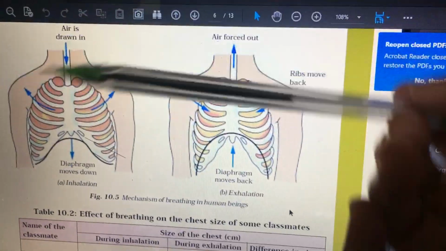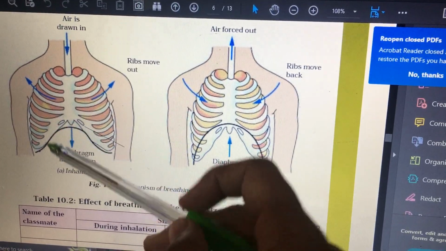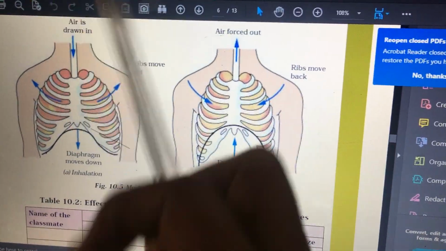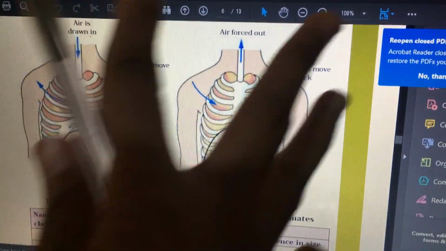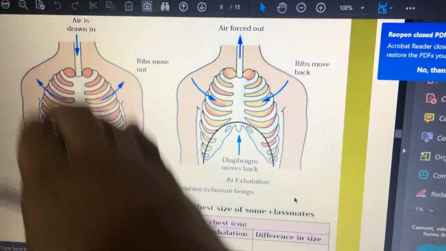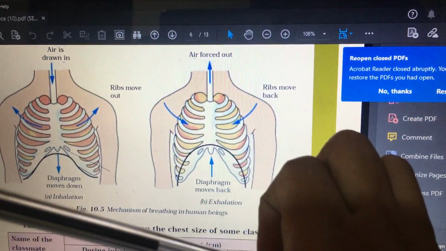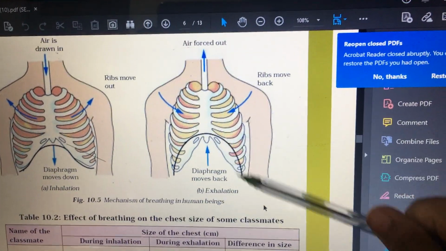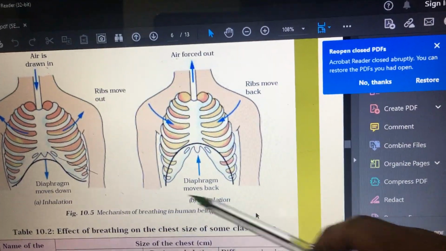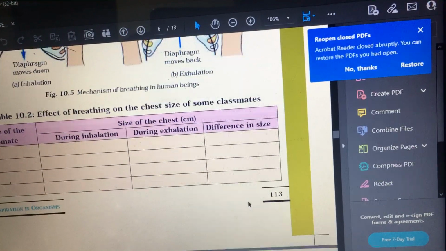So here a picture is shown for your inhalation and exhalation. This is the normal diaphragm, it is supposed to be, okay? And it starts to move in when you are breathing in. The air is drawn inside, that means air is entering, the lungs are going to expand, and this diaphragm has to come down, okay? And when you're forcing out the air, the lungs are going to shrink back in, or contract, and the diaphragm is going to go back to its normal position, which is the expanded position of it. So this is the figure for your inhalation and your exhalation, okay? Leave this table 10.2 over here.